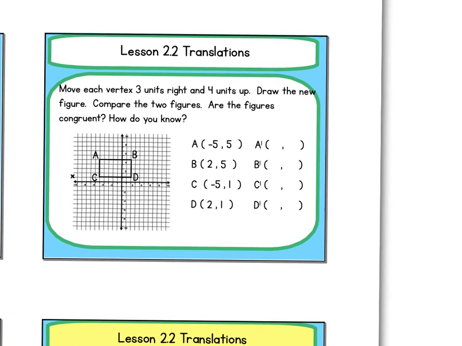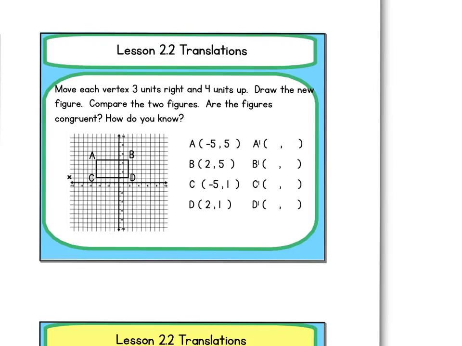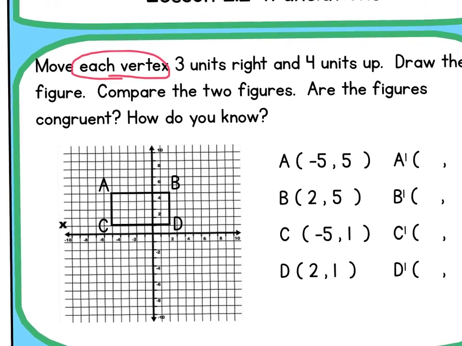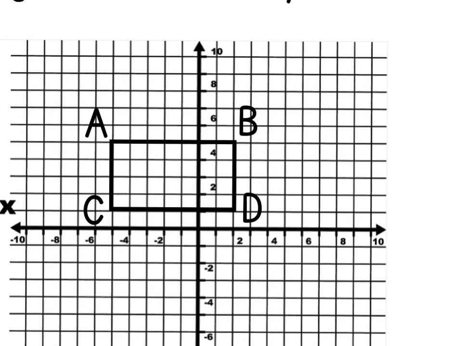So now the directions tell us to move each vertex. A vertex is a point or a corner of the rectangle. So every single one we have to move 3 units right and 4 units up. So I'm going to start with point A. I'm going to zoom in a little bit more. 3 units right, 4 units up. So with point A, I have to move it 1, 2, 3 units right and 1, 2, 3, 4 units up. I'm going to label my new point as A prime. This means this is the first copy of my original. So when I moved A 3 spaces over, 4 spaces up, this is the new location.